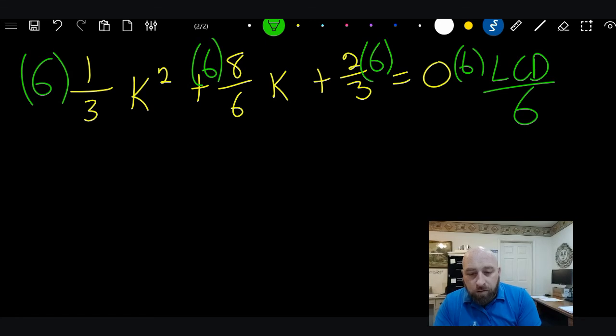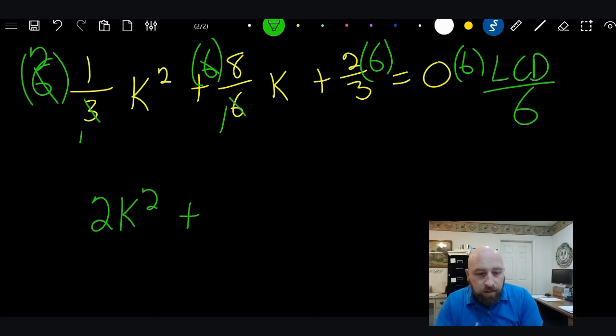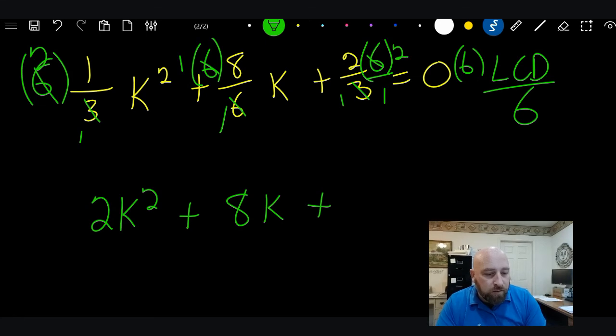All right, so it's going to cancel to 1, it's going to cancel to 2, so I'm going to get 2k squared plus, cancel to 1, that's going to give me 8k plus, and that's going to give me 1, and that's going to give me 2, that's going to give me 4, equals 6 times 0 is 0.